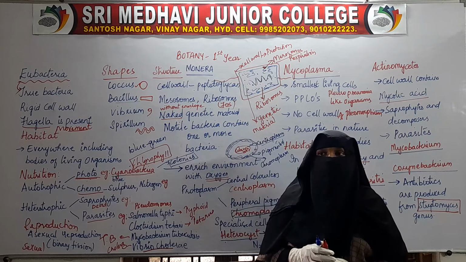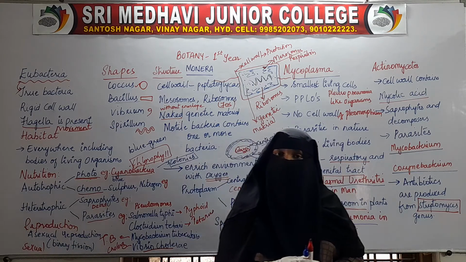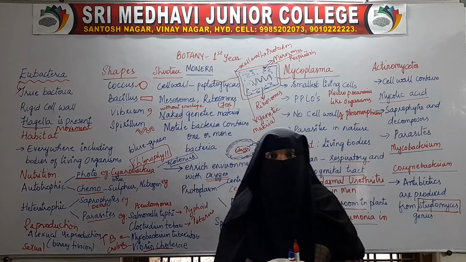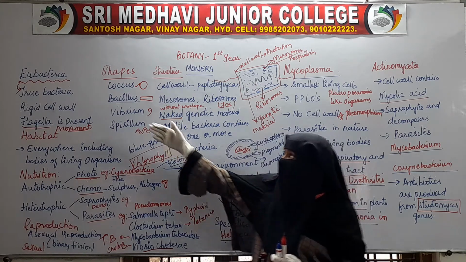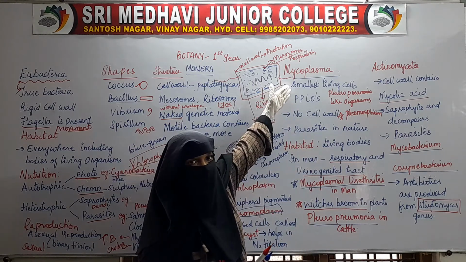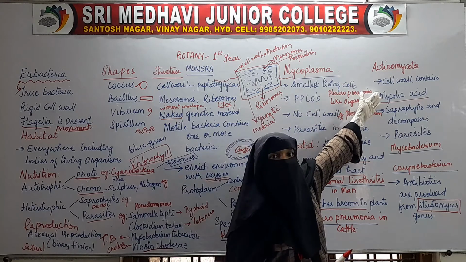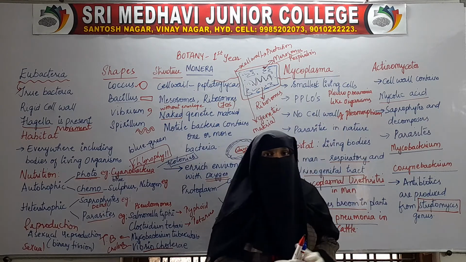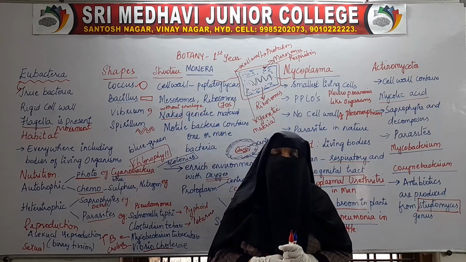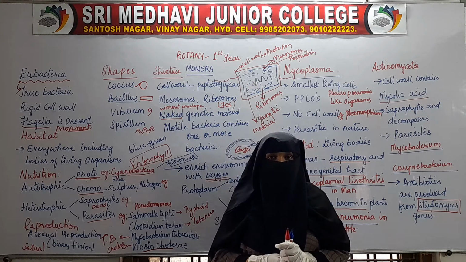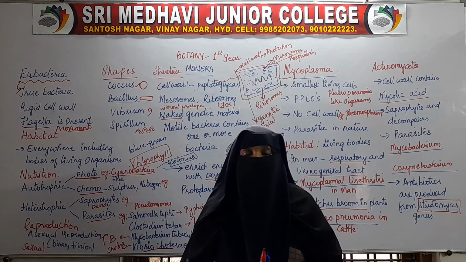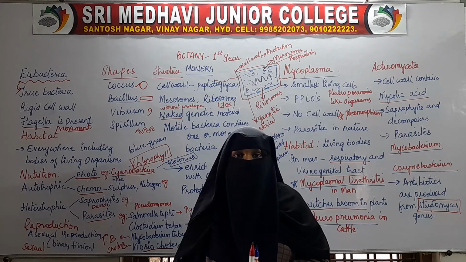So this was all about kingdom Monera. In kingdom Monera, we have 4 different groups: Archaebacteria, the ancient living bacteria, then Eubacteria, then Mycoplasma, and last Actinomycetes. All of these groups consist of bacteria, so kingdom Monera is also called the bacterial kingdom. With this we have finished kingdom Monera. In the next class, we'll start with another kingdom, that is Protista.